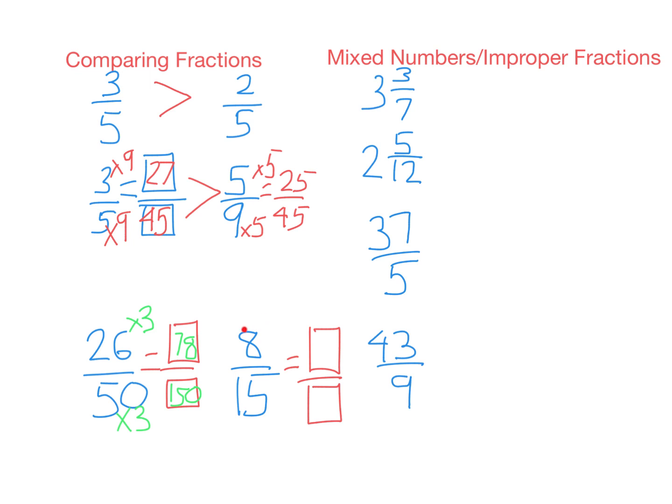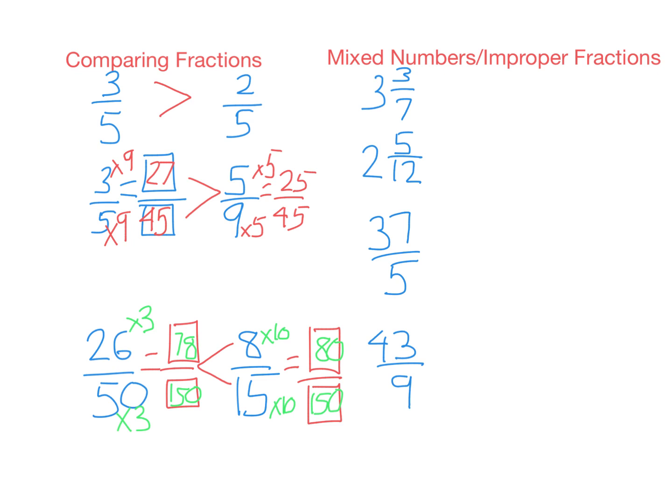So how am I going to make this have denominator 150? Well, I need to times the bottom by 10 because 15 times 10 is 150. So if I times the bottom by 10, I must times the top by 10. And I get 80 over 150. Now that I've changed these into fractions that have the same denominator, it's easy to compare. We just look for the one with the bigger numerator. Clearly this one's larger. So the crocodile eats the larger number. This is the crocodile's mouth, pointing towards the larger number. This says 26 over 50 is less than 8 over 15.